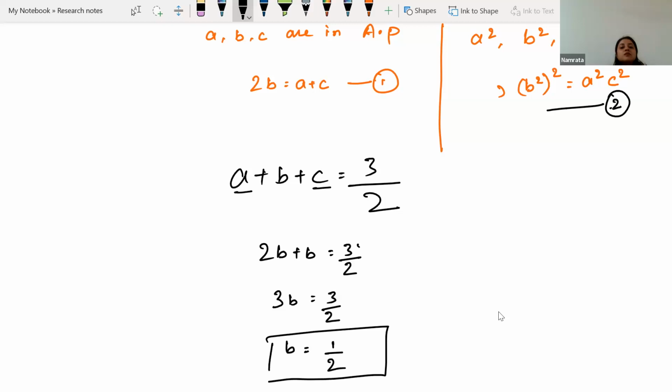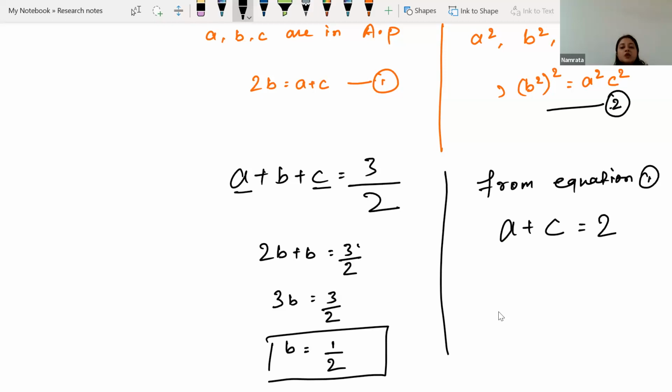Now, if we will be substituting the B value in equation number 1, A plus C is equal to 2B. B value I am going to substitute as 1 by 2. So A plus C is equal to 1 we will be getting, right Lina? Yes, ma'am.